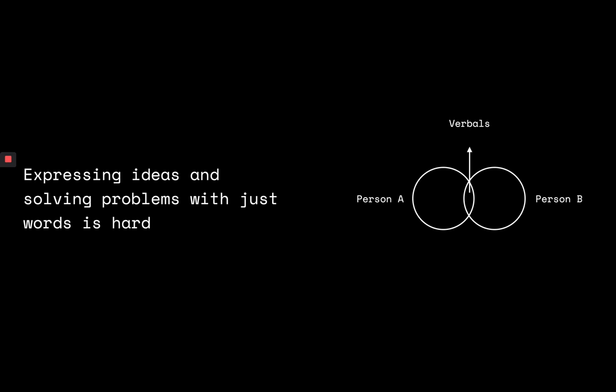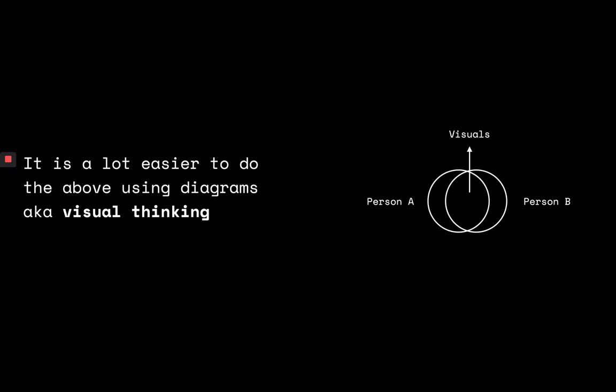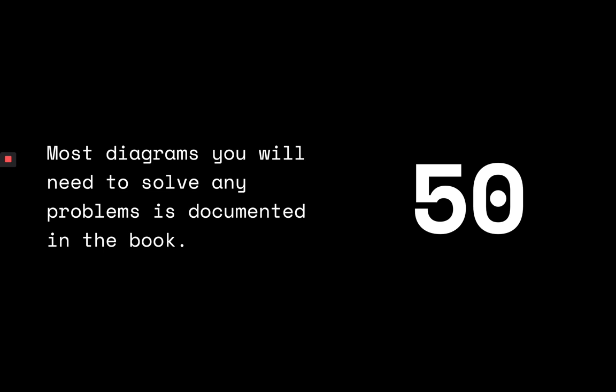Expressing ideas and solving problems with just words is hard because the way we understand verbals between a person A and person B, between you and me, is going to be so little. The way we understand language is not the same, and from different geographies, it's going to be very different. So it's a lot easier to do the above using diagrams. It's also called visual thinking. The way a person A and person B understand a shape and form is very, very similar.